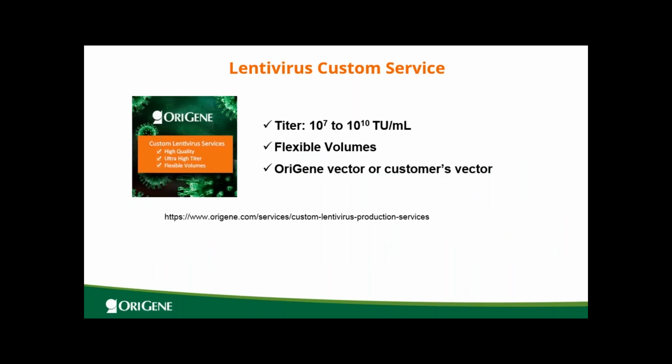Some researchers may need a high titer of virus for hard to transduce cells or in vivo studies. We offer a custom lentivirus service. The titer is from 10 to the 7th to 10 to the 10th TU per ml. We can offer larger volumes too. Custom lenti production can be provided using OriGene's lenti vector or your own lenti vector. Custom quotes can be requested online. On the website, under the service page or under lenti page 2, you will see the link.